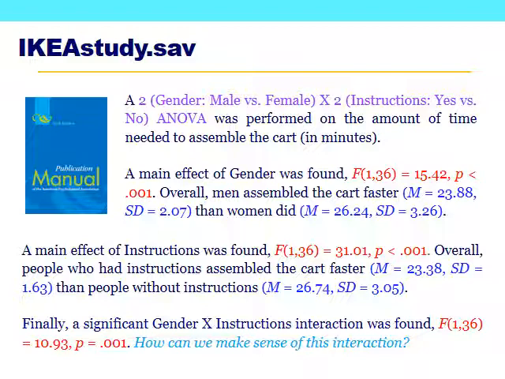Now, on the previous slide, we looked at the cell means for men and women with and without instructions to make sense of this interaction. And what we found was that having instructions had a stronger effect on women than it did on men. Is there an easier way for us to make sense of this interaction? Whenever you find a significant interaction, you should always include a graph of the interaction in your answer. Next, we'll see how we can use SPSS to generate graphs of interactions.